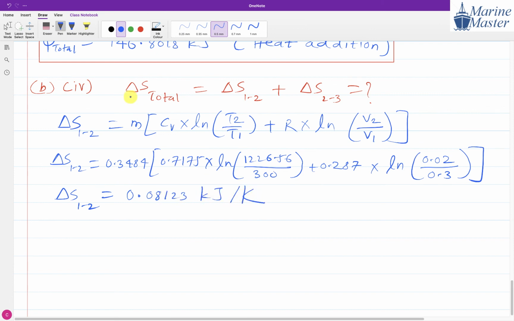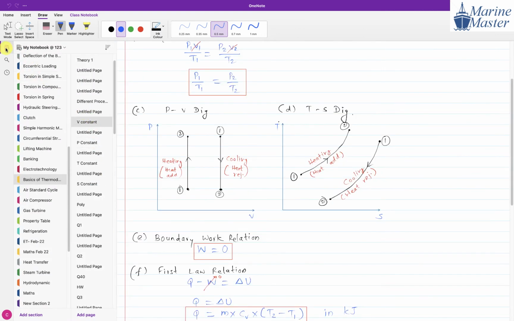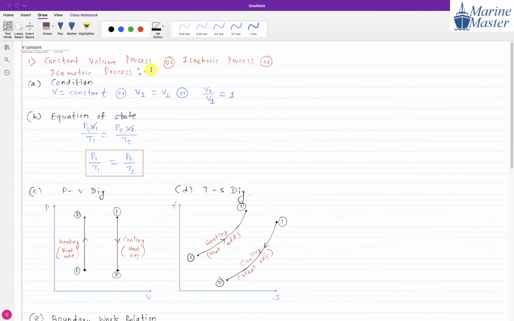See the unit of the delta S, guys: kilojoule per Kelvin. So here we got delta S. Then similarly we will calculate delta S 2 to 3 for the constant volume process. We have seen the relation m Cv ln of the temperature ratio for the constant volume process.